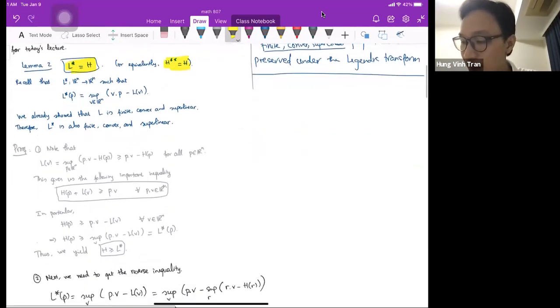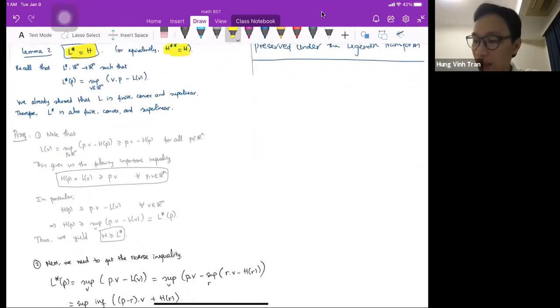So to prove this result, and I record here, L star of P is that you are just taking the Legendre transform of L. So you take the supremum over V of V dot P minus L of V.